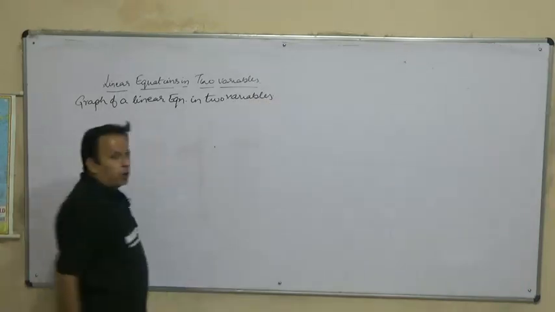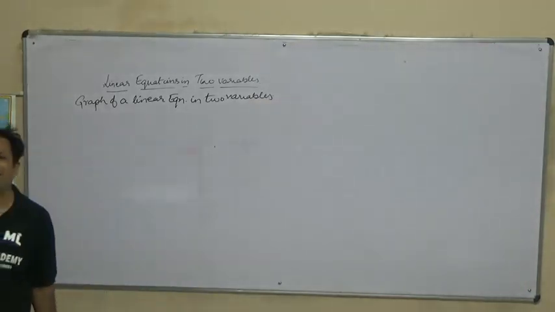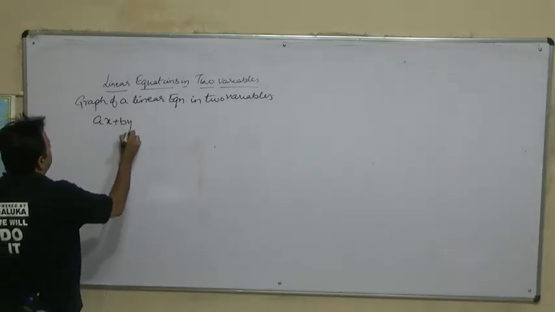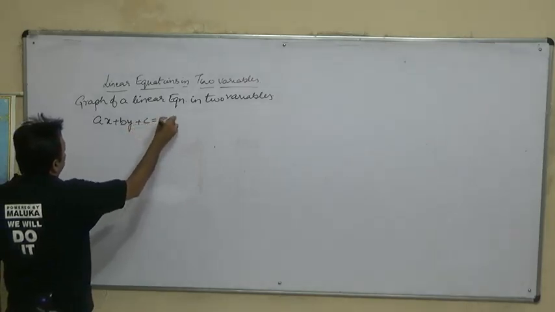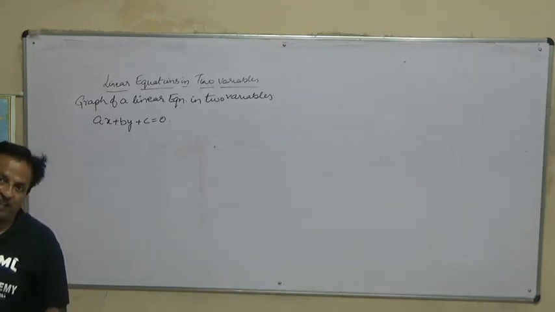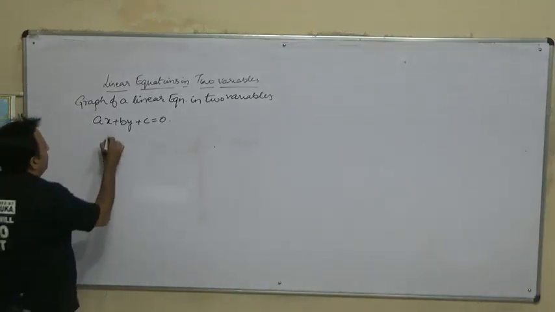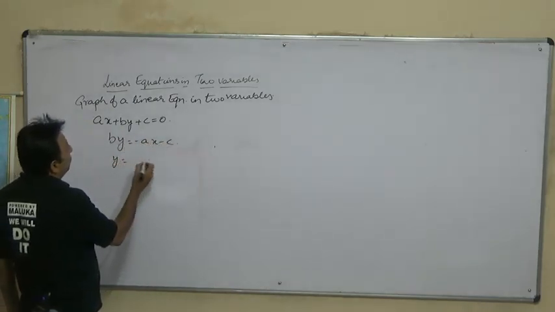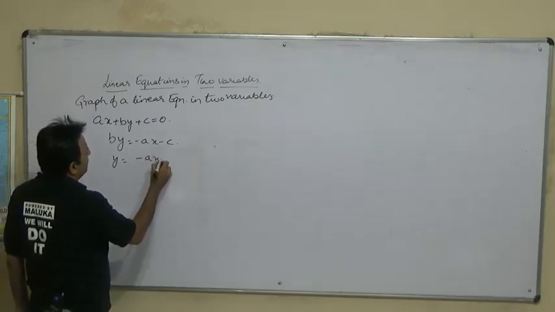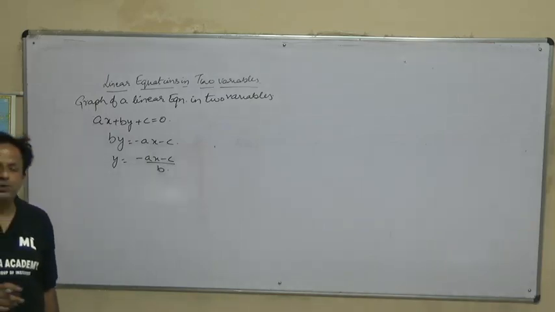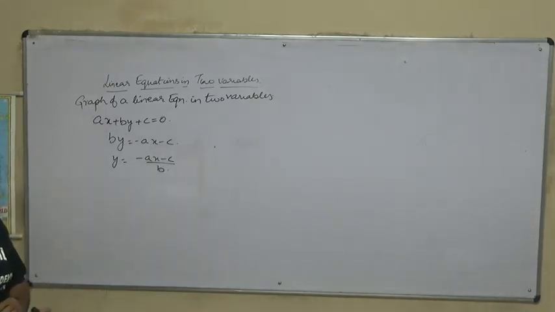So actually the basic process is the same. So we have to do what we did earlier. Here the equation of the line will be ax plus by plus c is equal to 0. So now what we do here, express y in terms of x. So by is equal to minus ax minus c, and y is equal to minus ax minus c upon b. So what we will do here, we will substitute the different values of x and get the corresponding values of y.